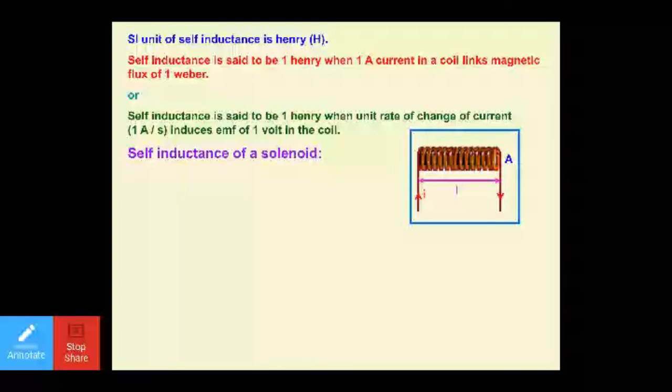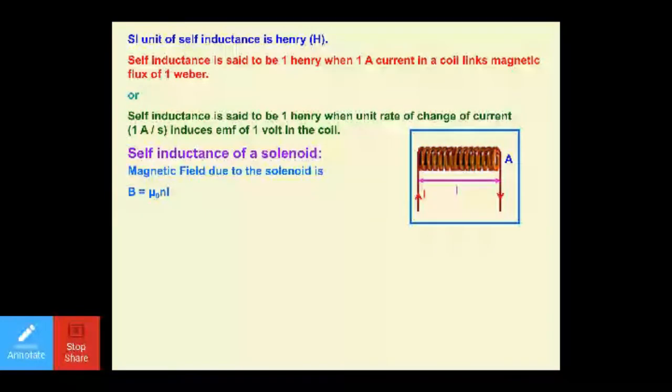Self-inductance of a solenoid, let's talk about it. Let's have a coil of length L, area A, and the current flowing is clockwise. Now you already know the expression of the magnetic field of the solenoid, that is mu naught n i. What is small n? Small n is the turns per unit length, that is, capital N upon L.